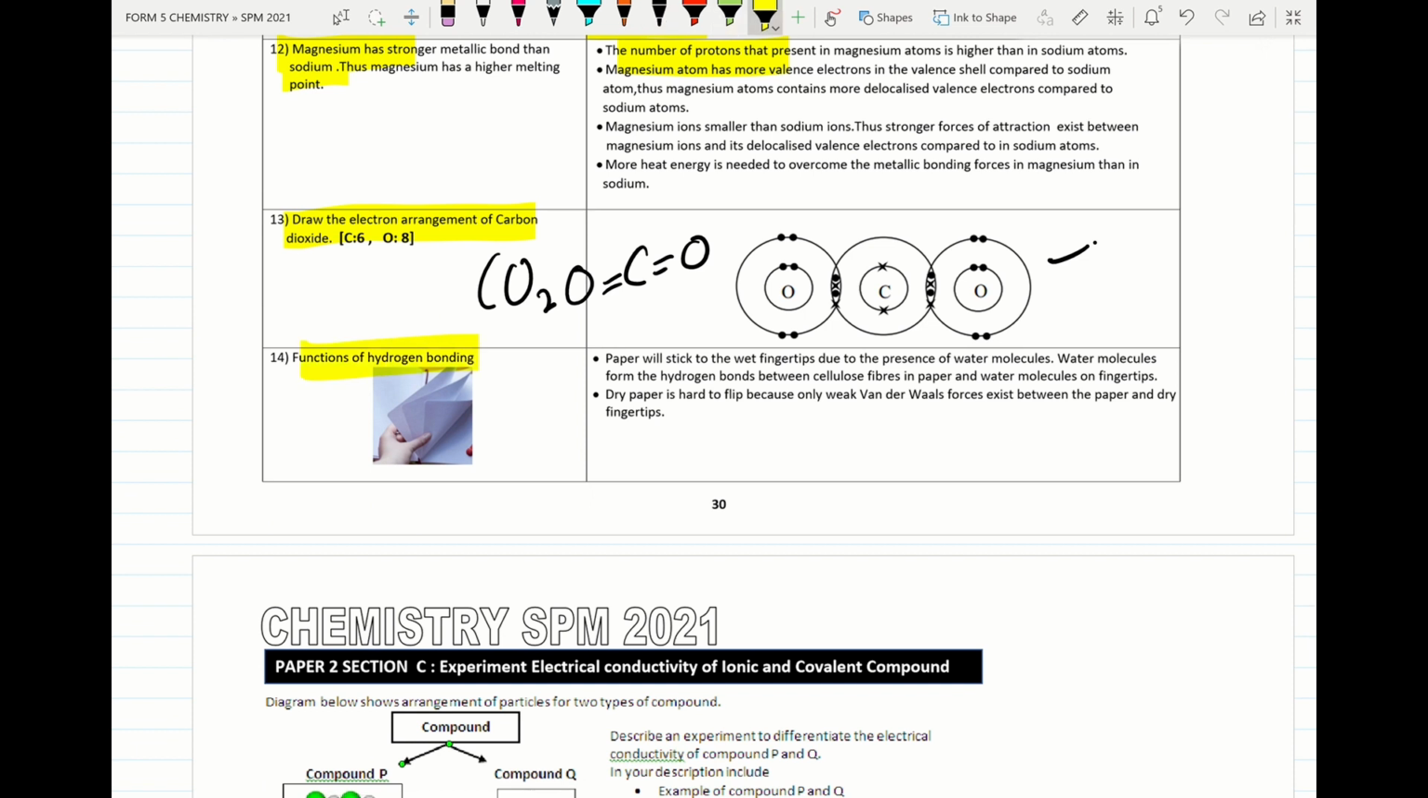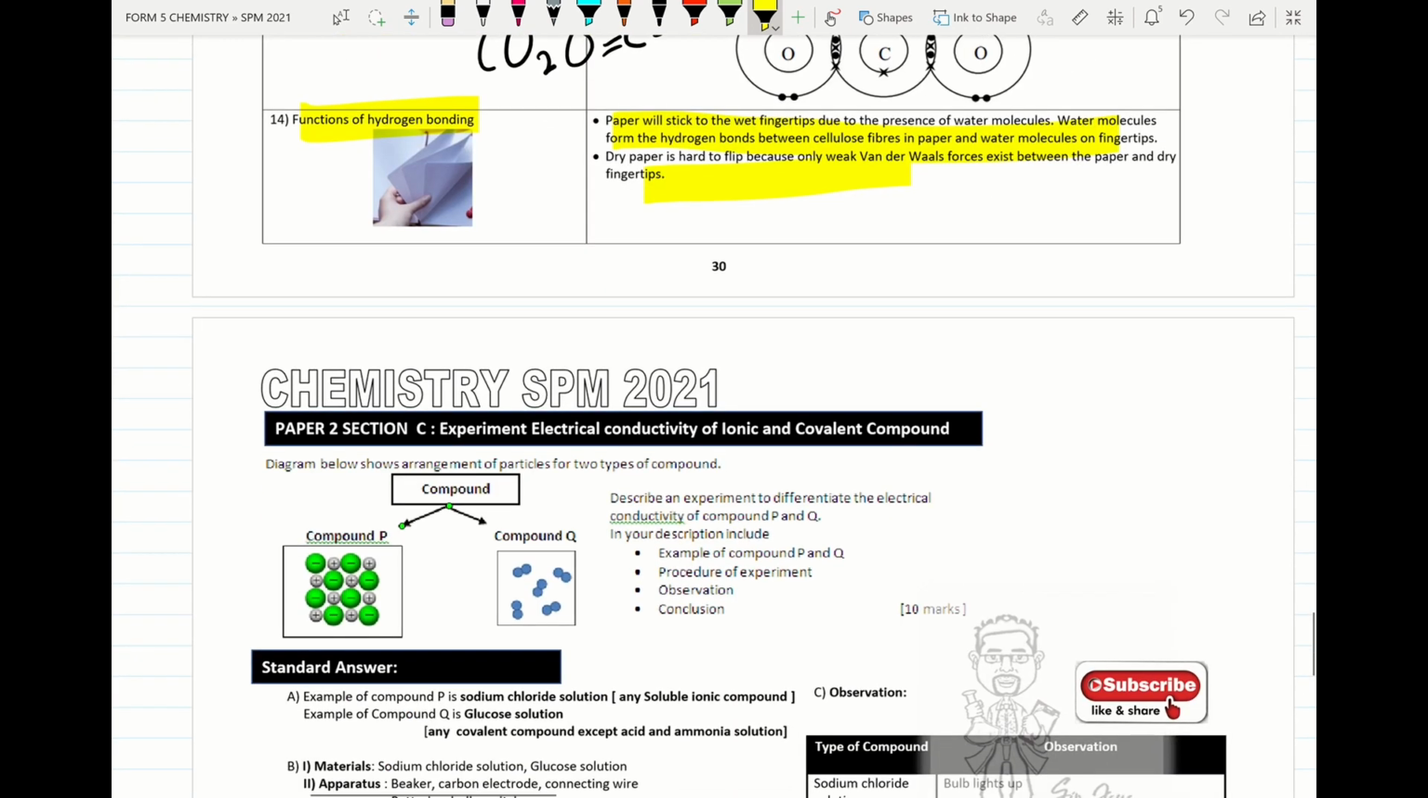State the function of hydrogen bonding. We can flip the pages or bank notes, currency notes, easily by using a wet finger. So how to answer is here. All right, we move on to the essay question.